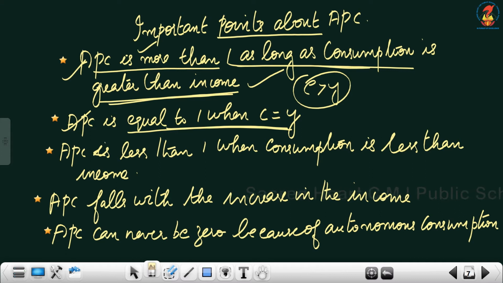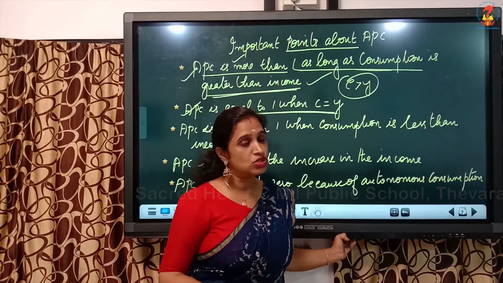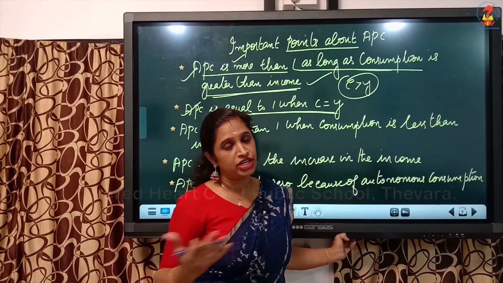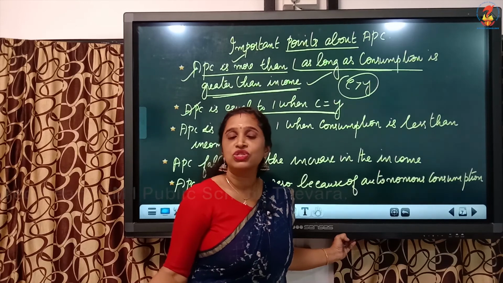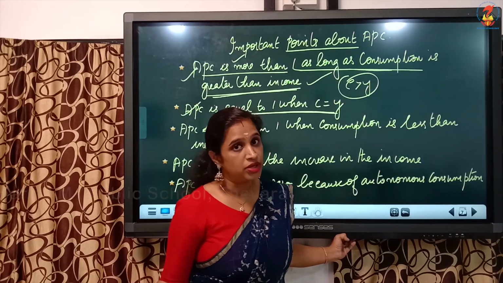So the whole income is used for consumption. Nothing is saved there. Income is 200, consumption is 200. 200 is equal to 200. C is equal to Y. Where there is no savings, APC can be equal to 1.